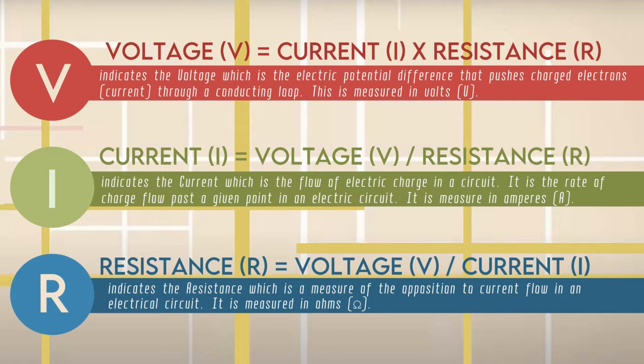I indicates the current, which is the flow of electric charge in a circuit. It is the rate of charge flow past a given point in an electrical circuit. It is measured in amperes, which is represented by A. Lastly, R indicates the resistance, which is a measure of the opposition to current flow in an electrical circuit. It is measured in ohms.